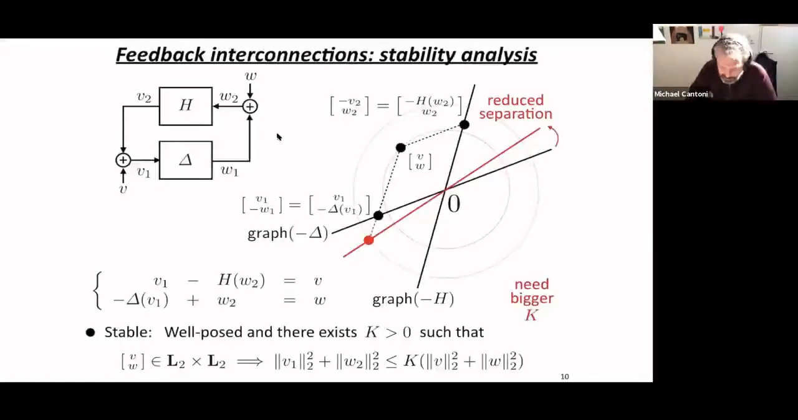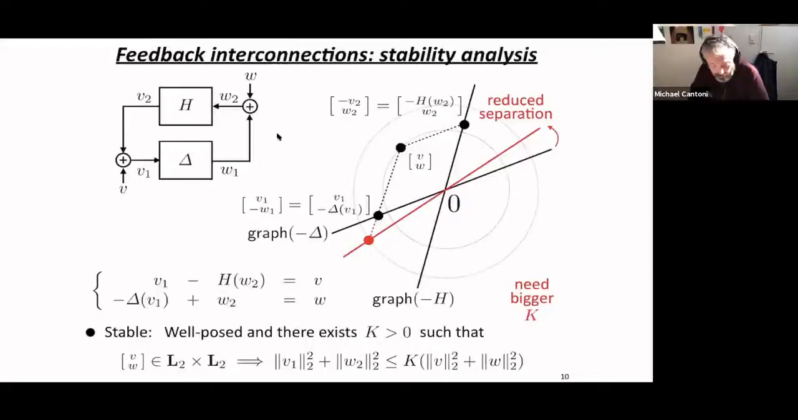And the same works if I perturb the graph of delta in such a way that the separation between that and the graph of H is reduced. Again, I end up with something bigger. So reducing the separation between the graphs requires a bigger K here. And in principle, if you reduce the separation to 0, the feedback interconnection will no longer be stable, in the sense that there will no longer exist this finite gain.